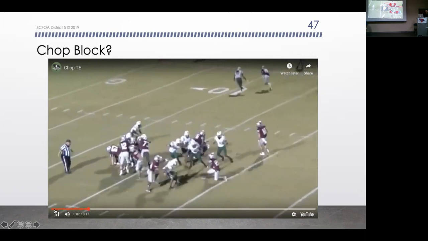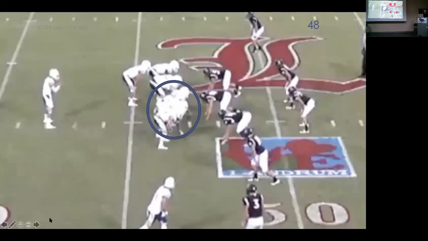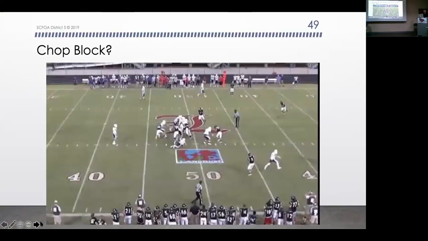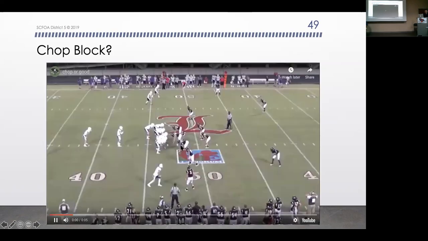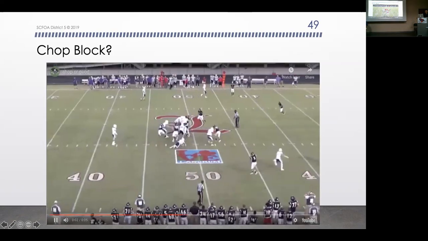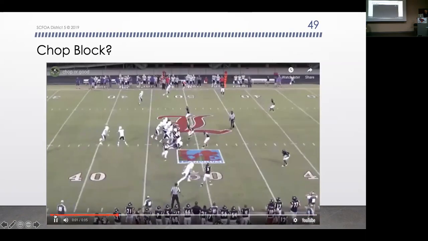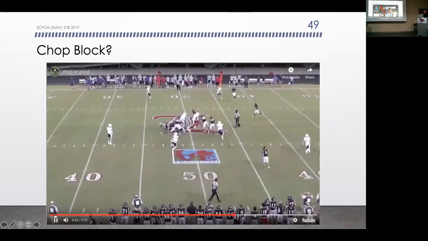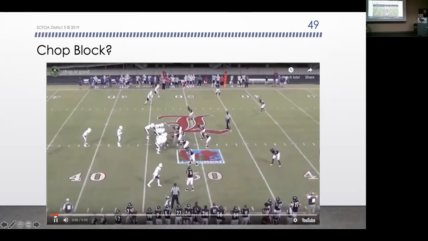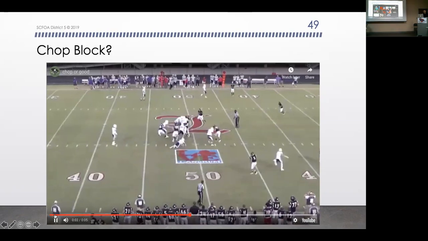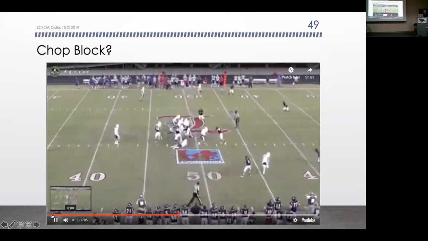All right, here's another one. We're focusing on the center and the right guard, right tackle area. Kind of a whiff. It's not the most impressive thing in the world, but he makes contact.